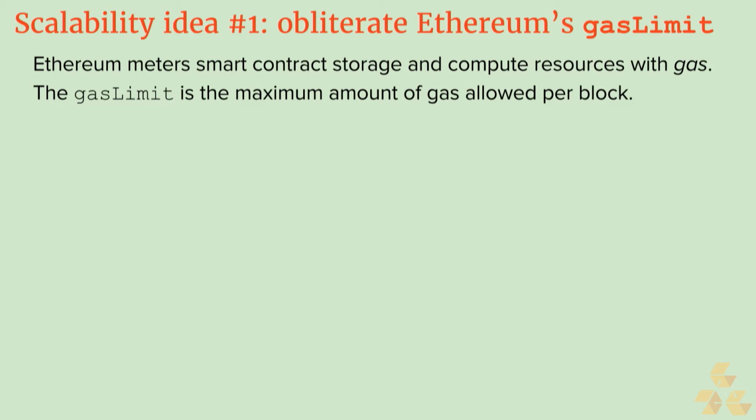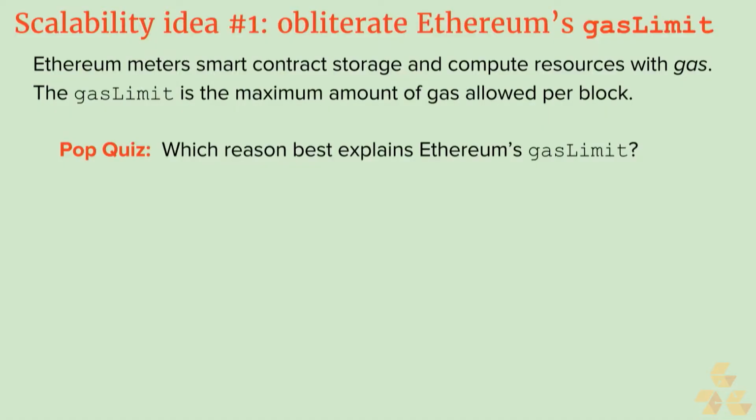Ethereum meters smart contract storage and compute resources with gas. So gas measures, in some sort of metric, how much storage and compute resources you're taking on the network. And the gas limit is the maximum amount of gas that you can use per block. So it's per block, not per transaction. It's very limited, around 6.7 million.